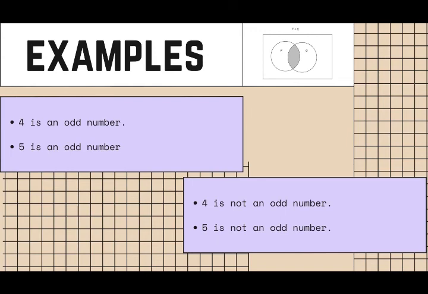In the first sample, 4 is an odd number. This is a false statement, and for us to make it into a true statement, we negate it using the word not, and it turns into 4 is not an odd number, which is a true statement. Now, for the next example, 5 is an odd number. Obviously, it is a true statement. Thus, in order to make it into a false statement, we add the word not, and it turns into 5 is not an odd number, which is a false statement.